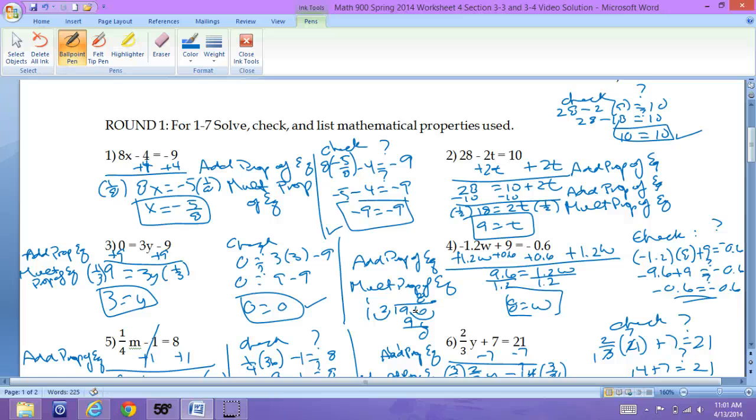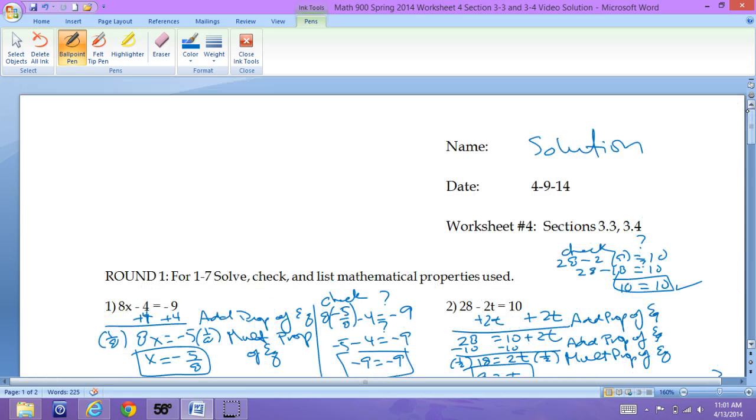So you always want to make sure before you've turned in anything that you've gone back and read the directions and that you have followed the directions. So that's the end of the video solution for worksheet number 4, which covers 3.3 and 3.4, which is all about solving equations. See you in the next video.